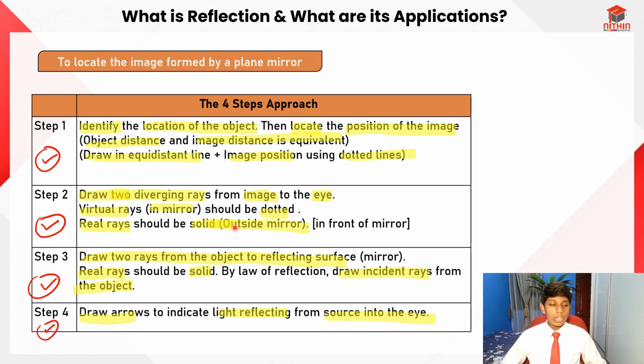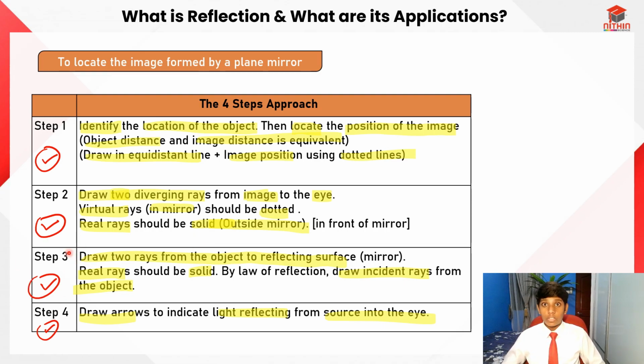So let's take a quick recap. Step 1, identify and locate the object, then locate the position of the image. The object's distance and the image distance are equal, and we draw the equidistant line plus the image positioning using dotted lines. Next, we draw 2 diverging rays from the image to the eye. Virtual rays in the mirror should be dotted, while the real rays should be solid, not dotted, so basically outside the mirror.